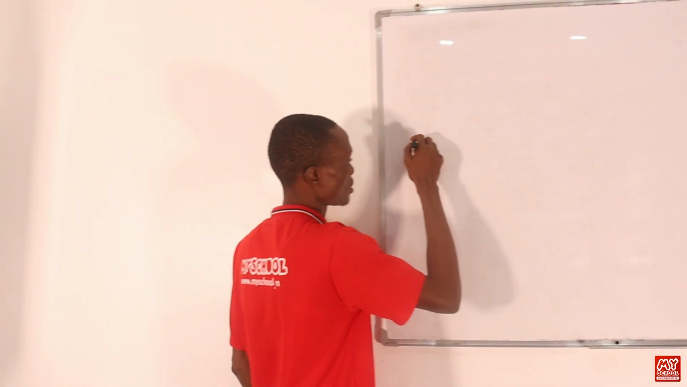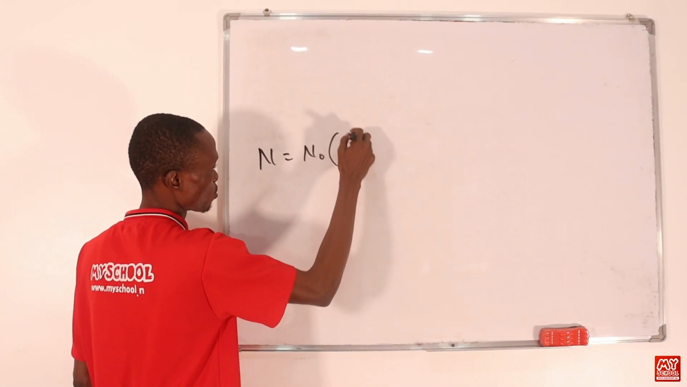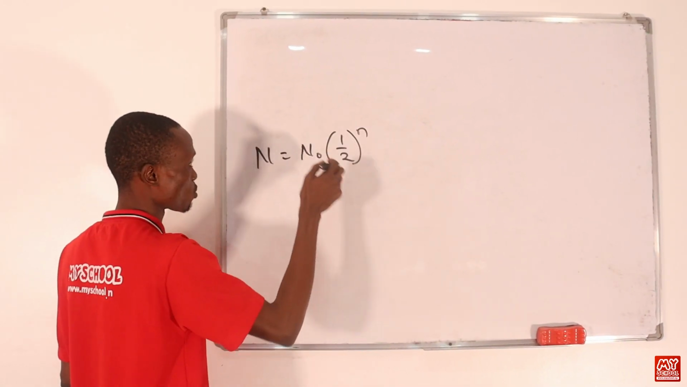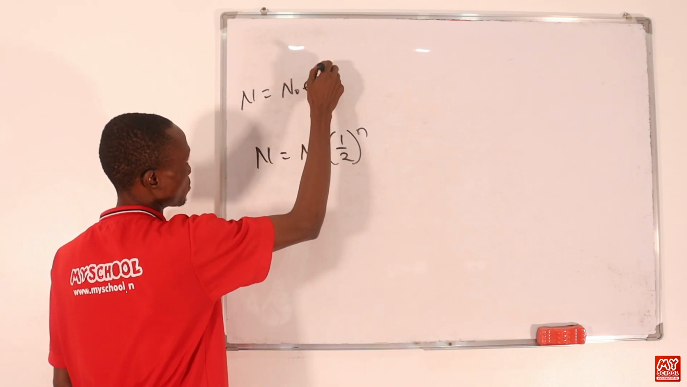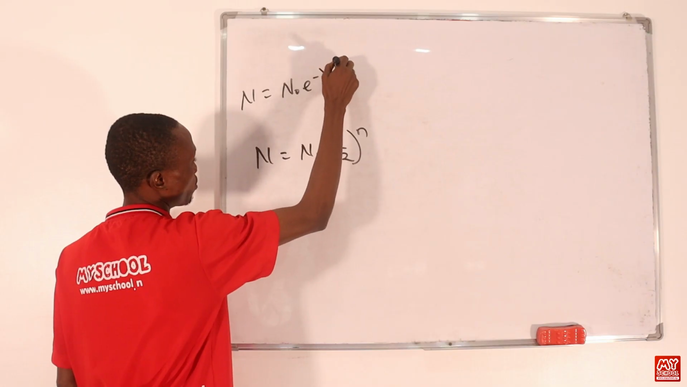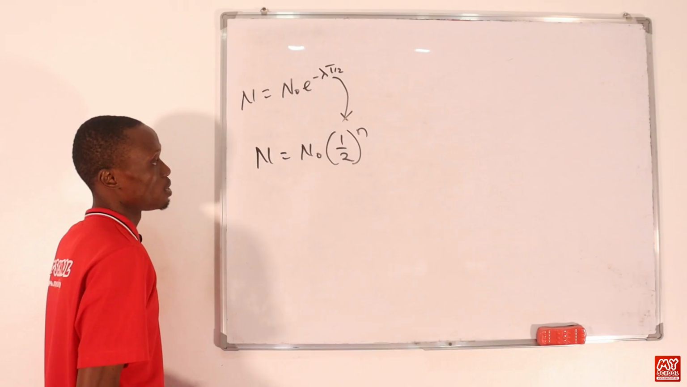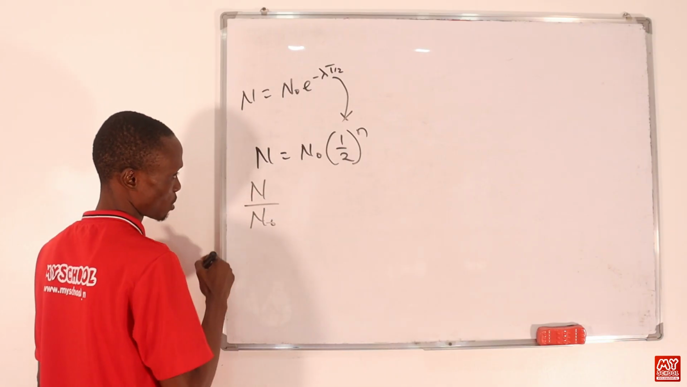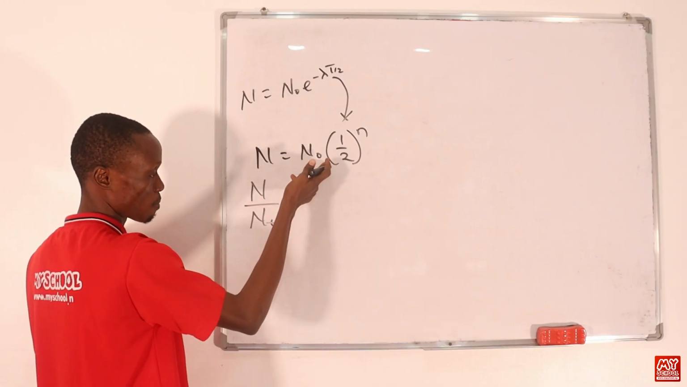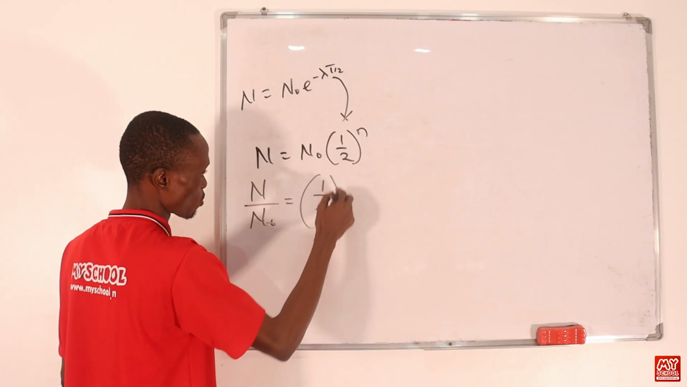So we are going to be using N is equal to N naught bracket of 1 over 2 raised to power n. Now remember I told you that N is equal to N naught exponential minus lambda T half implies this equation. So here in this question we're actually looking for N all over N naught. If we do that by simply dividing both sides by N naught, this will be equal to 1 over 2 raised to power n.